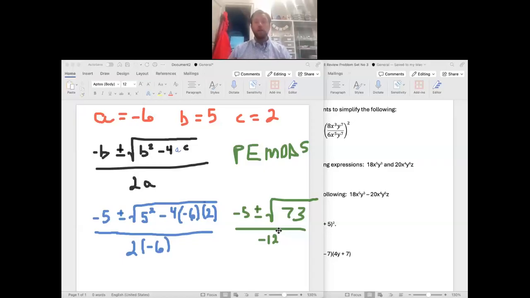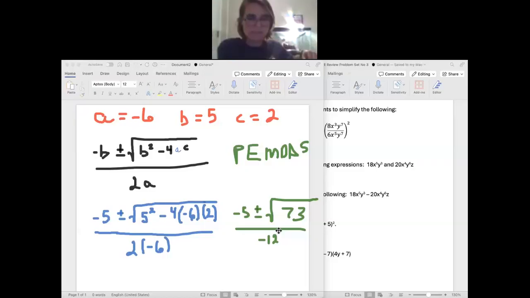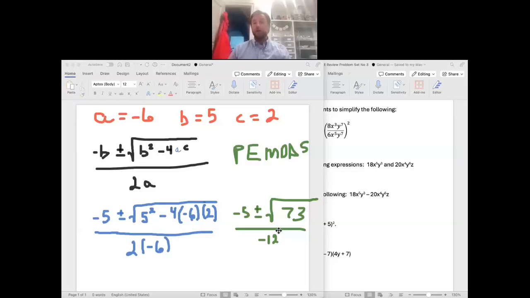Is there a perfect square that goes into 73? Remember the simplification of radicals. So things like 4, 9, 16, 25, any of those go into 73? No, sir. It's like 8.5 and some change. 73 is actually a prime number, so nothing goes into it other than 73. So this is it. This is almost it. But we would normally be done here.